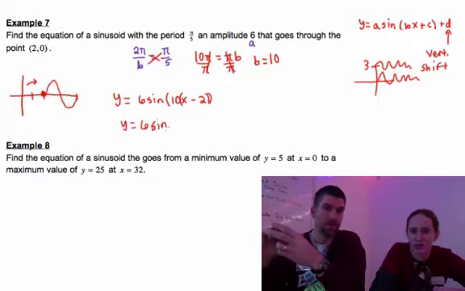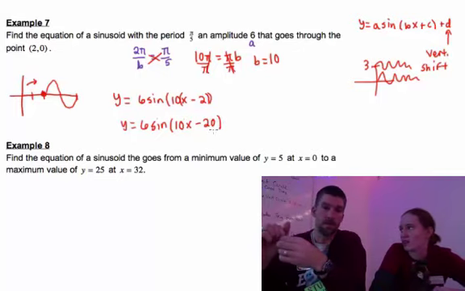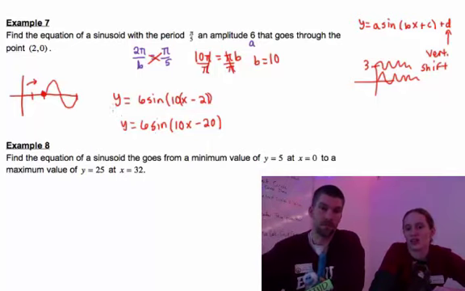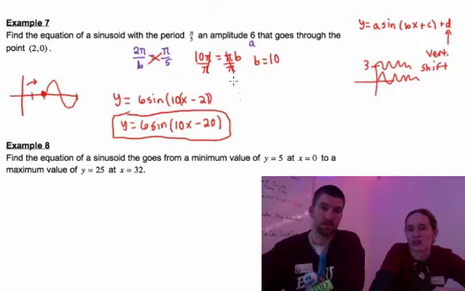So y equals 6 sine, and then if we distribute, that's 10x minus 20. And so when we have a phase shift and we have a horizontal stretch or shrink, which is what's going on here, there is a little bit of an issue there that's kind of hard to wrap our heads around.